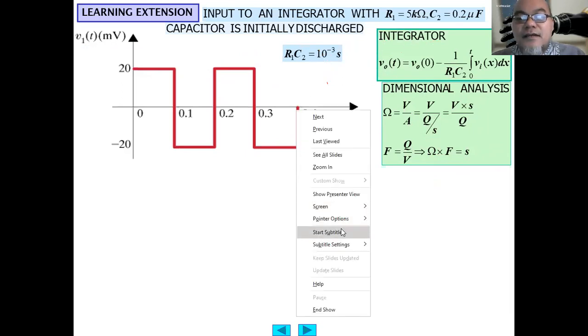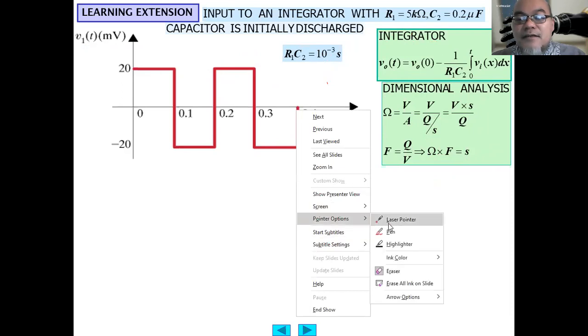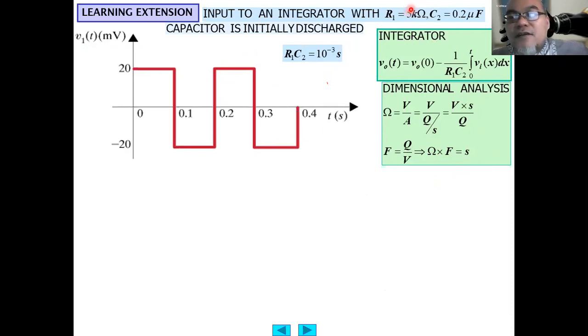R1 C2 here equals 1 millisecond. From 5 kilo ohm times 0.2 microfarad, 5 times 0.2 equals 1. Kilo times micro equals milli, so 1 millisecond, or 10 to the power of minus 3 seconds. So this is R1 C2 here.